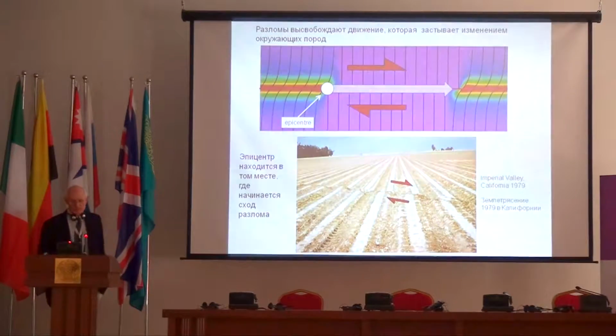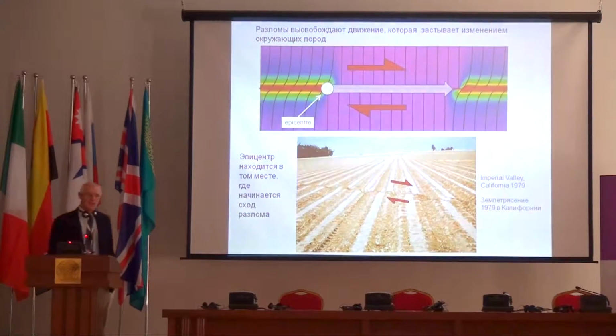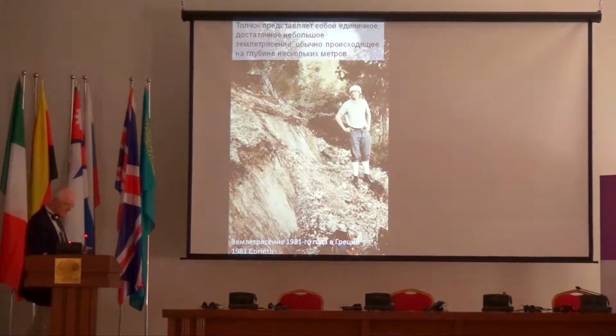Another important message is that the movement on the fault in a single earthquake is not very much. Here's an example from Greece. This is the movement on the fault, which is about 1 meter. So the movement in the fault in the earthquake is not very much, but the earthquakes repeat again and again and again on the same fault. And so they make a bigger surface.